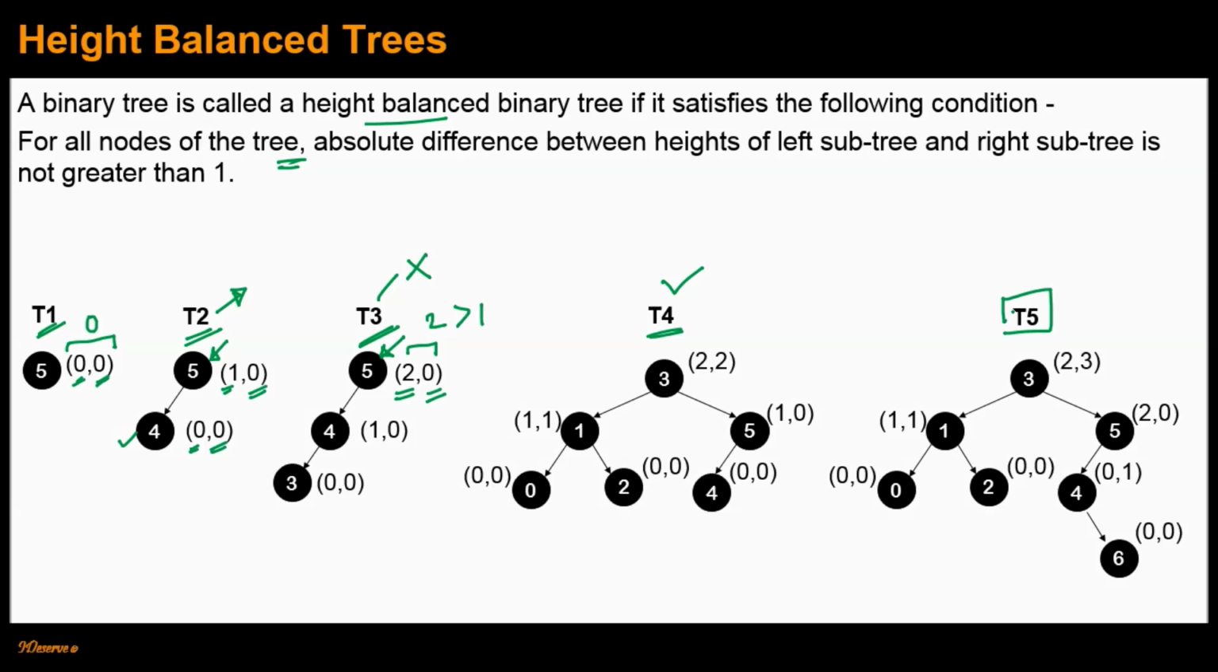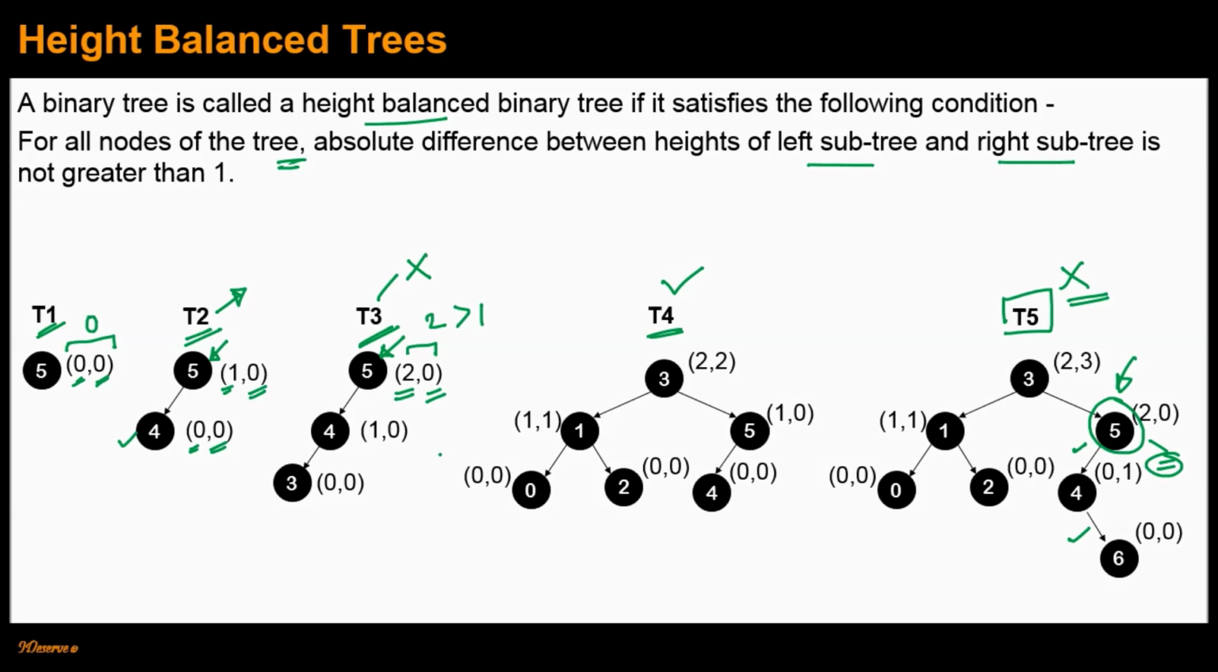For tree T5, if you look at node 5, the height of left subtree is 2, right? 1 and 2. And height of right subtree is 0 because right subtree is null. Therefore, this particular node violates the condition for height balance and therefore the tree T5 is not a height balanced tree. Note that all the nodes of a tree should satisfy the condition for height balance. The condition is that the difference of heights between left subtree and right subtree should not be greater than 1.